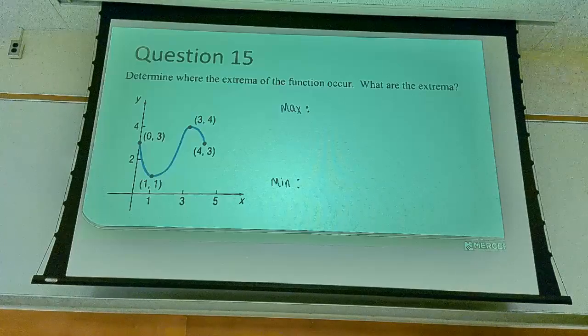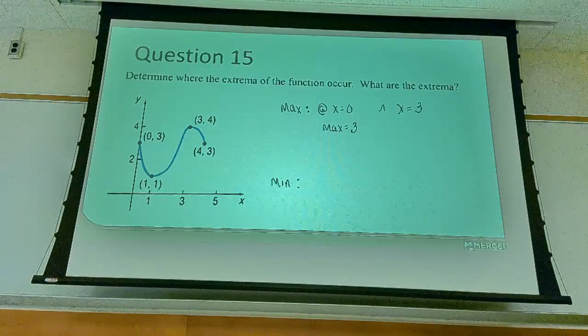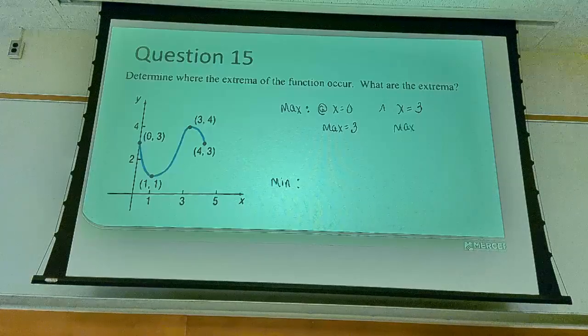Maxima: occurs at 0 with a maximum of 3. Any others? At x equals 3. I would agree this is definitely a maximum; if you look closely, it's clearly going down. And then a maximum of 4. What about minima?